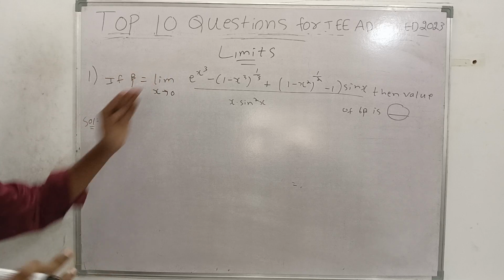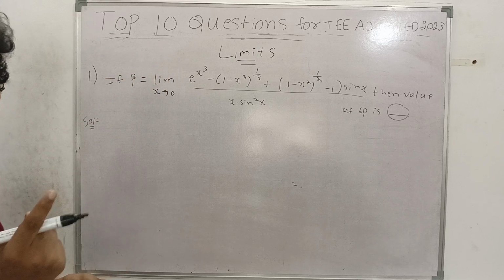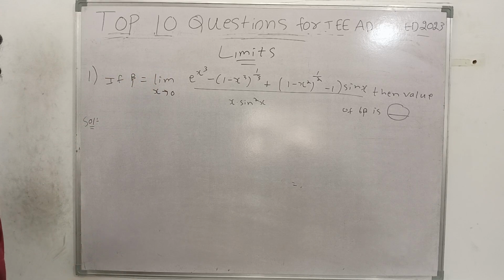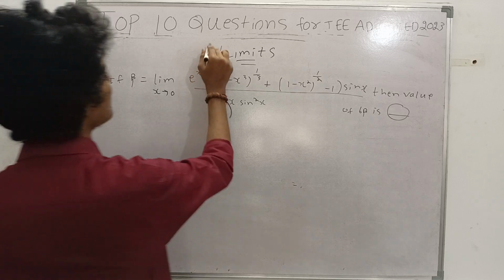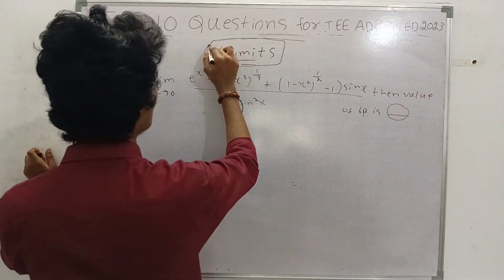This is limits. This chapter has at least 1 to 2 bits in the JEE Advanced. So it is really important to discuss limits. That is the reason why I kept it alone.